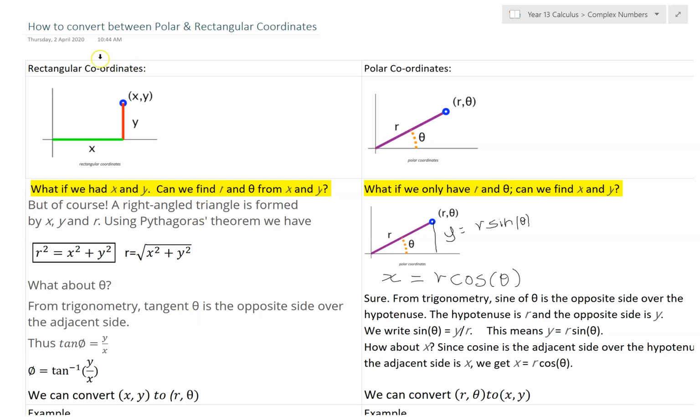This lesson is mainly about how to convert between polar to rectangular or rectangular to polar form. In order to understand this concept, all you have to know is the difference between the rectangular and polar form. So how do we locate a point in a plane?